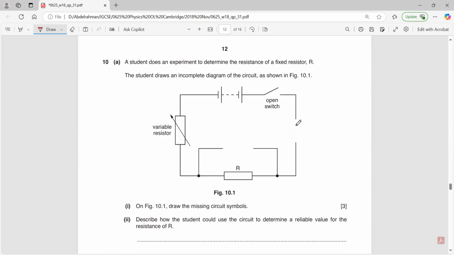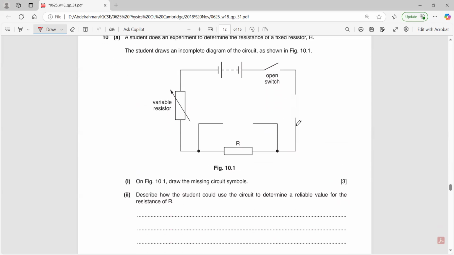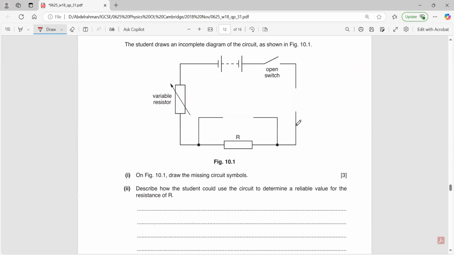The student does an experiment to determine the resistance of a fixed resistor, and draws an incomplete diagram. Draw the missing symbol in the circuit. He wants to determine the resistance, and we all know that the resistance R equals V over I.